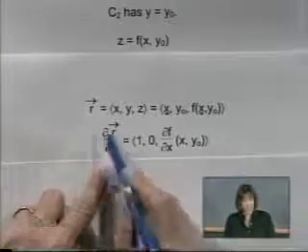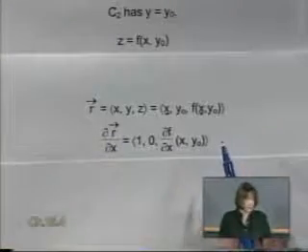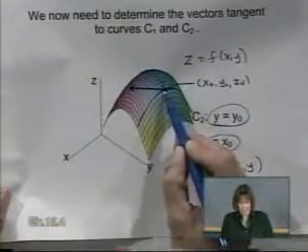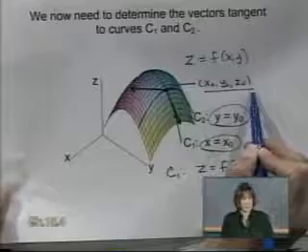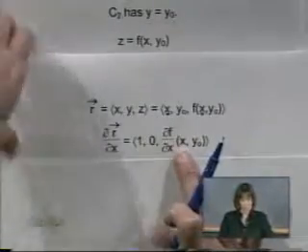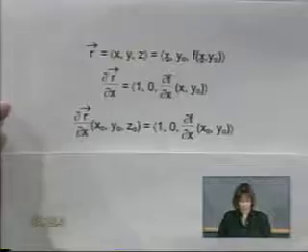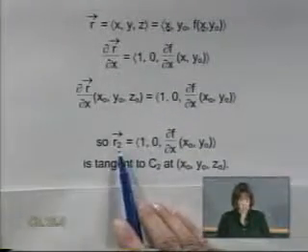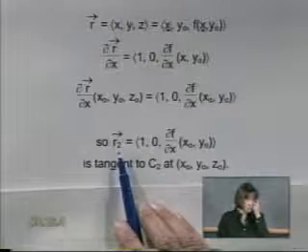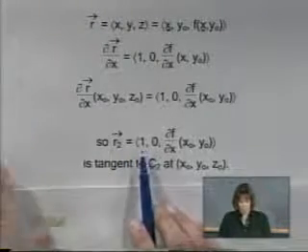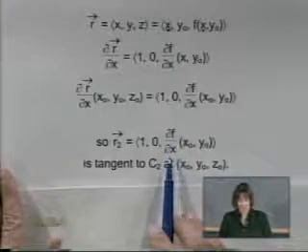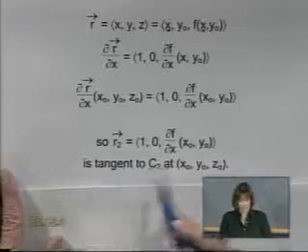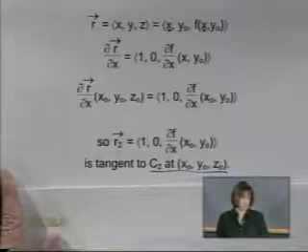Now this is giving me on the whole curve how to get a tangent vector. But I want a tangent vector in particular at x naught, y naught, z naught. So I'm going to have to plug in x naught for x, and we will call that R2. So R2, the second tangent vector, which is the vector that's tangent to curve 2, has components 1, 0, and the partial of f with respect to x evaluated at x naught, y naught. And this is a vector tangent to this curve.